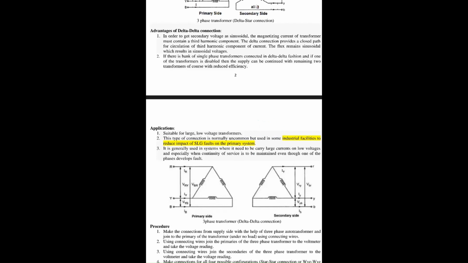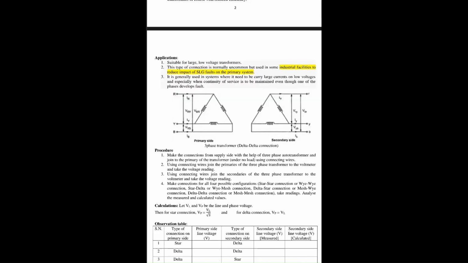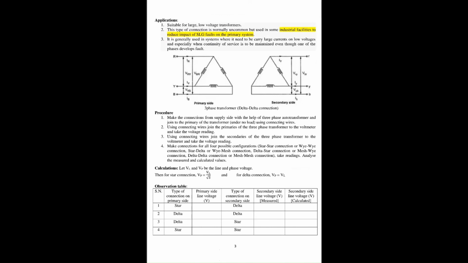Different types of faults occur in the supply system, so this is a single line to ground fault. Okay, so its connection diagram is already explained to you, along with the procedure of connecting these wires. I am skipping this because we are not doing this experiment physically.